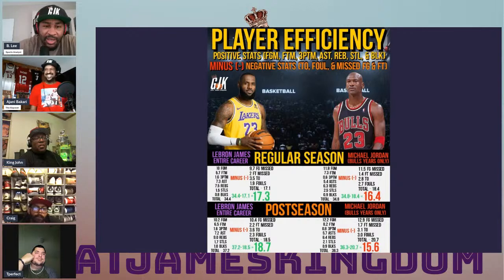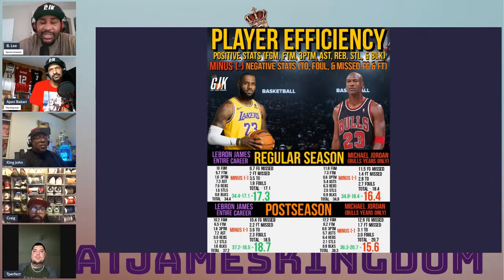So if we do it without giving any weight to anything, we just add one-to-one. LeBron James has a higher number in positive stats minus negative stats than Michael Jordan in the regular season and the postseason. Like I said, this does not make LeBron James better than Michael Jordan, but this is just what the PER states without giving weight to anything.